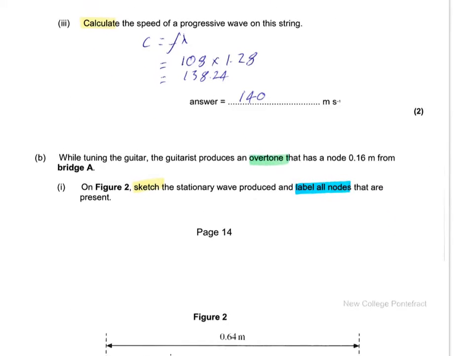When tuning, the guitarist produces an overtone that has a node at 0.16 meters. Now, an overtone is a name for a harmonic other than the first harmonic. So it's just a harmonic that actually exists that's higher than the first harmonic. But it's an overtone; it is a harmonic. So it's not the same situation as the violin string in the previous question, question 11, but it's this idea that we're forcing a higher harmonic, so we're forcing a node at that point. So we've got a node at 0.16, and there will be other nodes as well, it turns out.